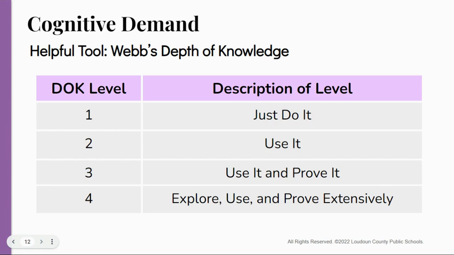The goal of rigorous lesson planning is to provide opportunities for students to engage in depth of knowledge level 3 or 4. When students engage in strategic and extended thinking, they apply knowledge learned in one situation to a new situation. And this is deeper learning.